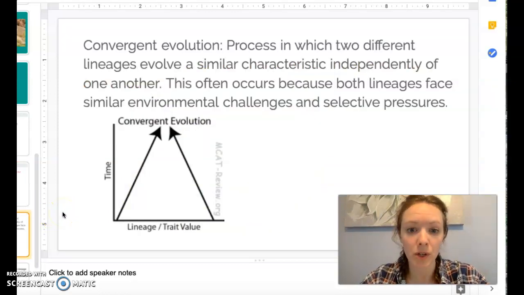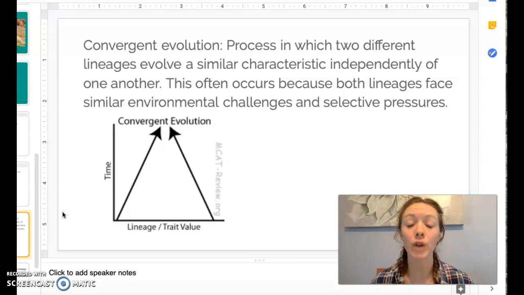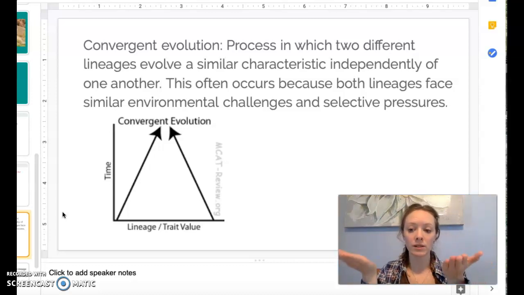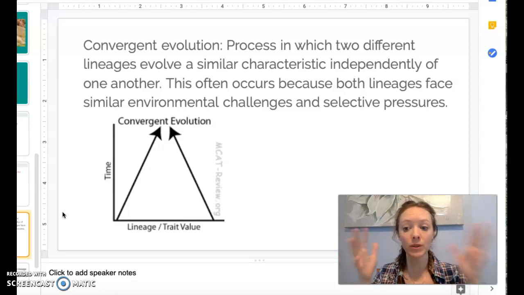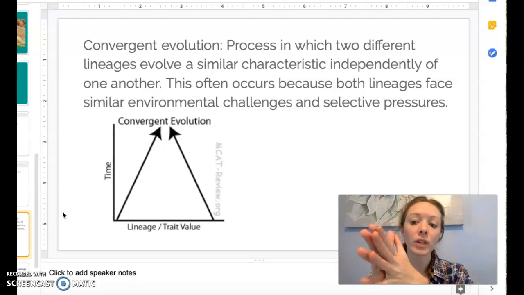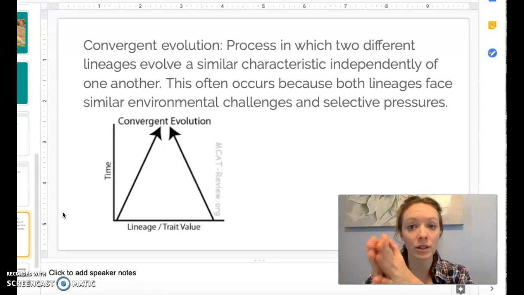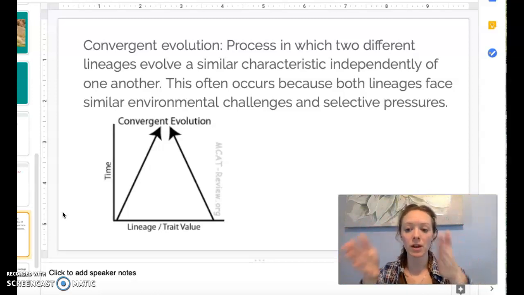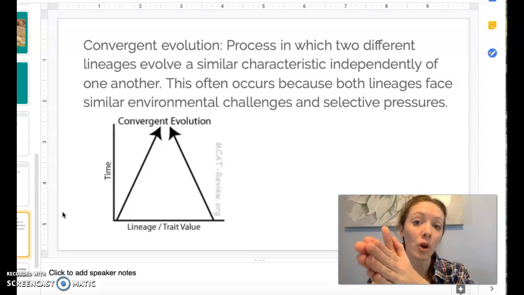One type of evolution I want you to think about is convergent. This is a process in which 2 different lineages evolve a similar characteristic independently of one another. This often occurs because both lineages face similar environmental challenges and selective pressures. So in convergent evolution, I have 2 different ancestors. I'm starting at 2 different locations, but because of those different outside pressures, I have come to need the same function as another animal.